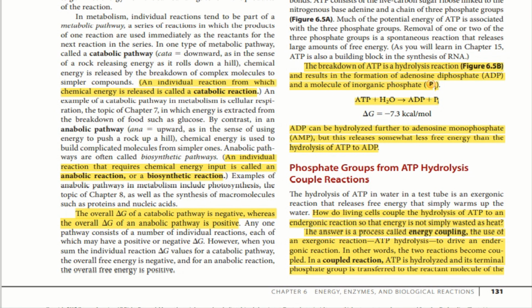Another type of reaction is called the anabolic reaction. Ana means upward, as in the sense of using energy to push a rock up a hill. An individual reaction that requires a chemical energy input is called an anabolic or biosynthetic reaction. In catabolic reactions, we are breaking things. In anabolic reactions, we are making things. The overall delta G of a catabolic pathway is negative, whereas the overall delta G of an anabolic pathway is positive.